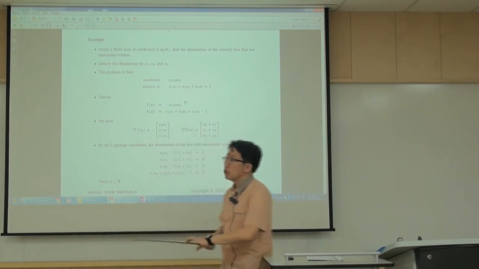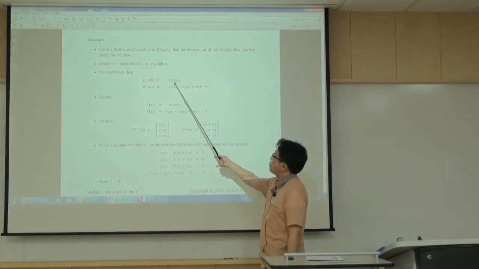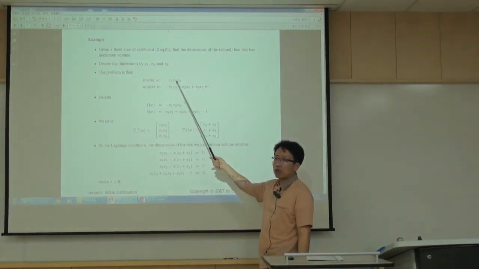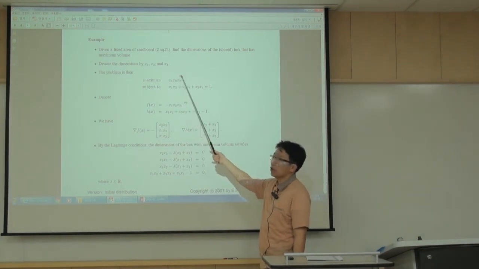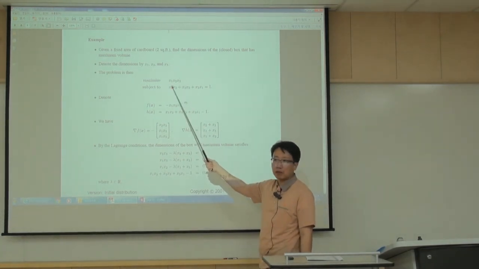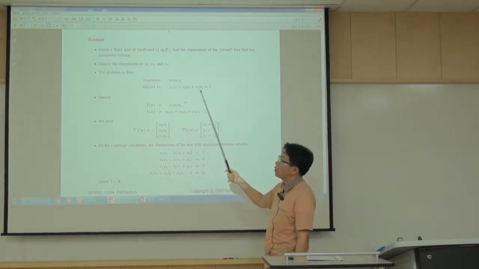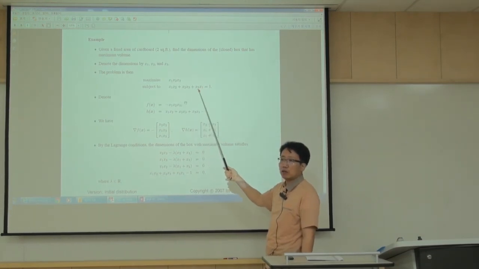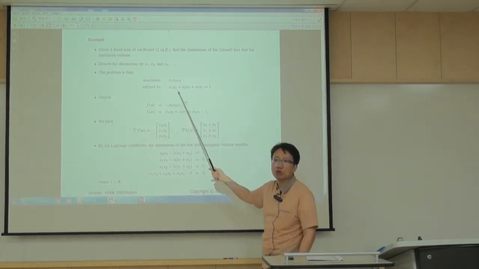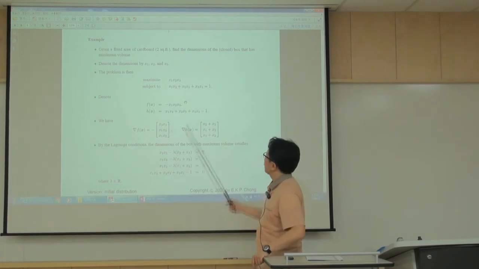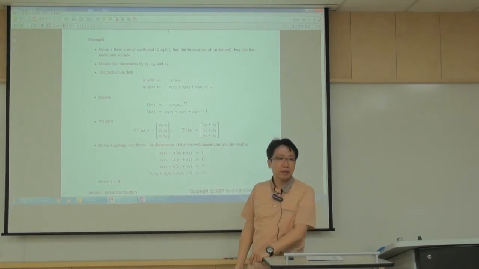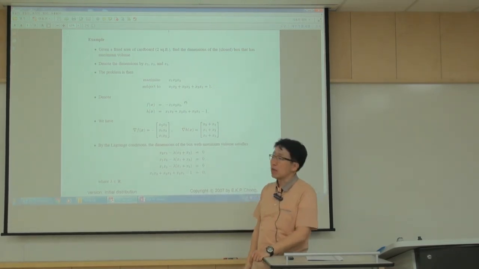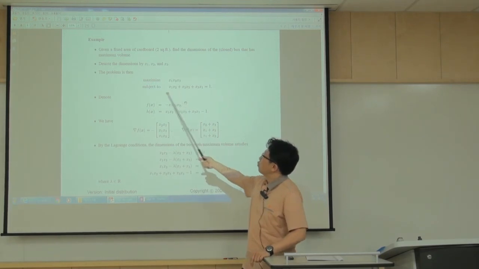Got it? So let's say the width, height and depth are x1, x2, x3. Then this is the volume of the box. Am I right? And the summation of these three products, of course times 2, is the surface area. So let's say that the surface area is 2. Got it? Now, we want to solve this problem.